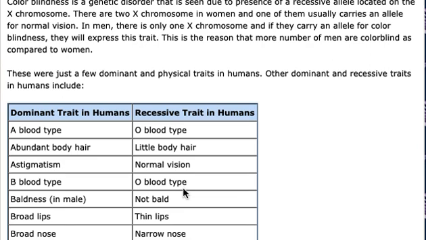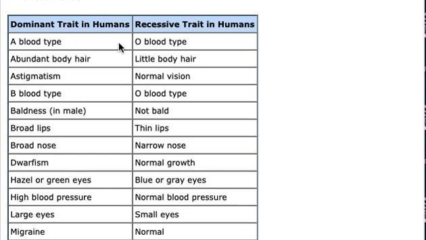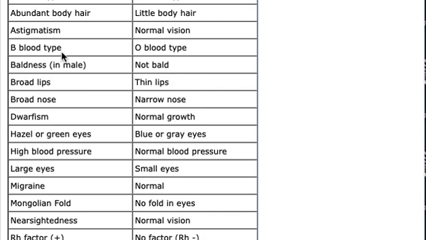These are just a few of the dominant and recessive traits in humans. Other dominant and recessive traits in humans include blood type. A blood type is dominant, O blood type is recessive. Abundant body hair is dominant, little body hair is recessive. Astigmatism is dominant versus normal vision. B blood type is dominant, O blood type is recessive. Baldness in males is dominant, not bald is recessive.